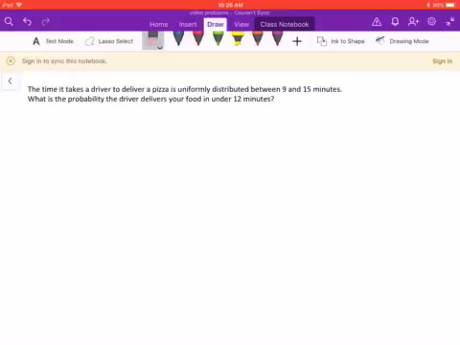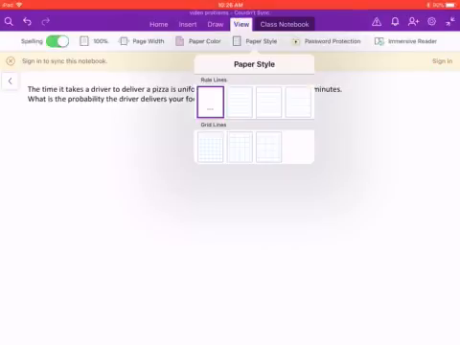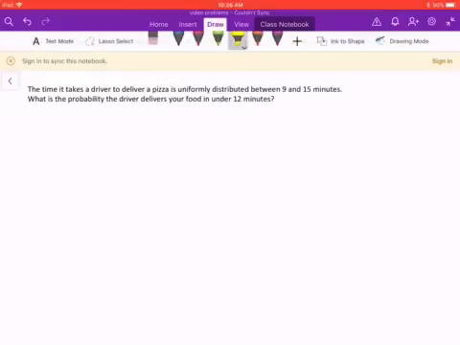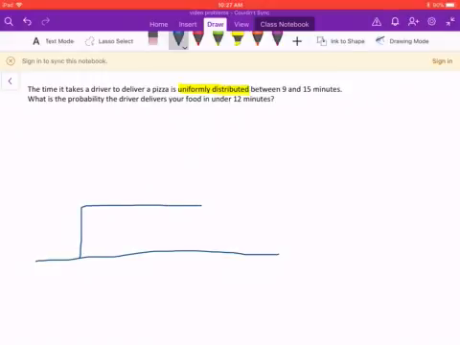Okay, so in this problem it says the time it takes a driver to deliver a pizza is uniformly distributed between 9 and 15 minutes. So the key word here is we know that this is uniformly distributed. And uniform means equal across. So it's equally likely your pizza shows up in 9 minutes all the way up to 15 minutes.